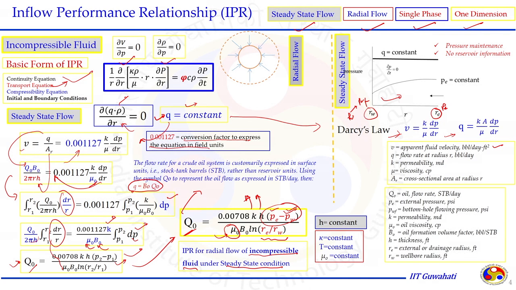The usual expression appearing here, if we change the units to another form, the numerical factor appearing in the expression will change accordingly. So if you are using the units mentioned in this list, you are going to get the expression as it is, like this one, and the numerical coefficient will appear as 0.00708.